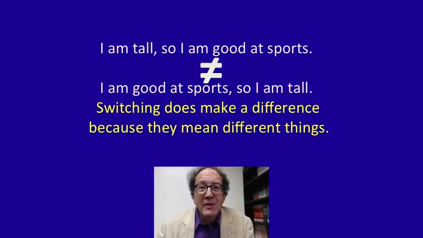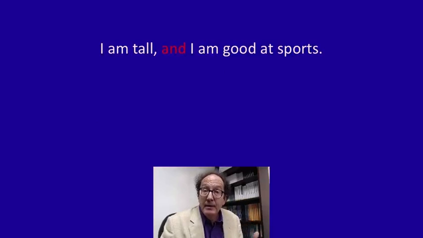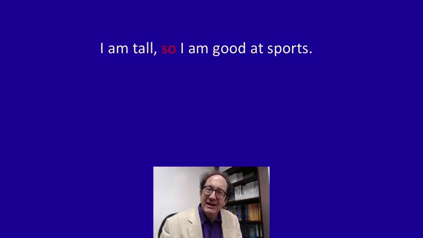So we know from the fact that you can switch around the and sentence and you cannot switch around the so sentence that the word so introduces something very different from just conjoining the two claims. But then what's the difference? Well, the difference is that when you use the word and, you're simply stating the two facts. I am tall, I am good at sports, and the and says that they're both true. But when you use the word so, you're indicating that one of them is a reason for the other.